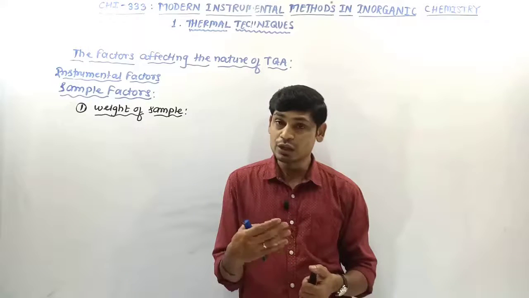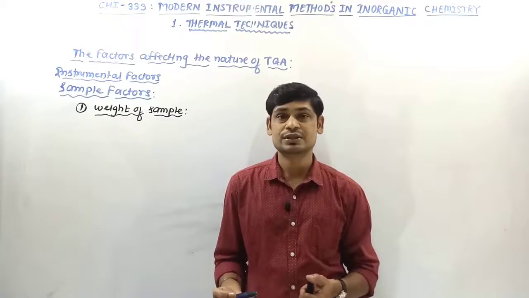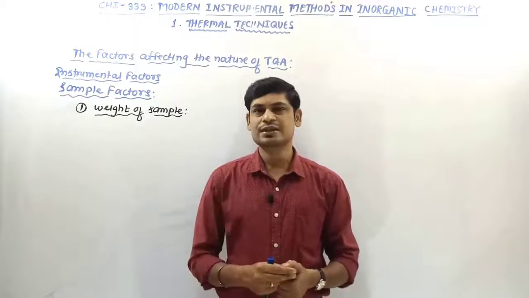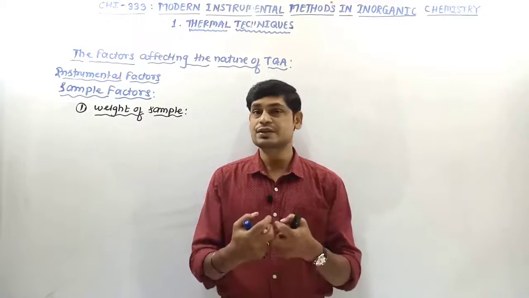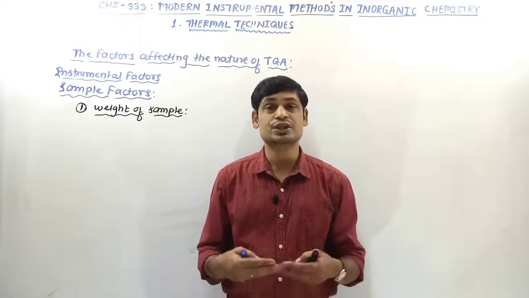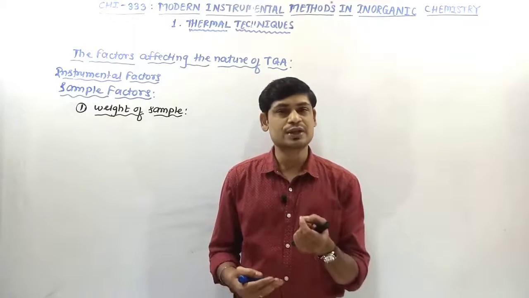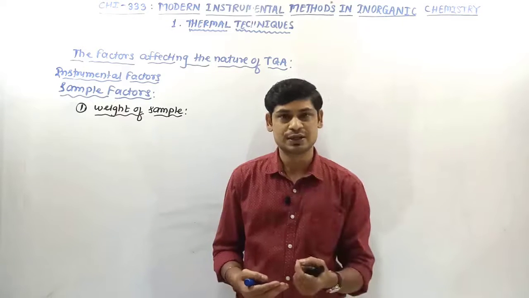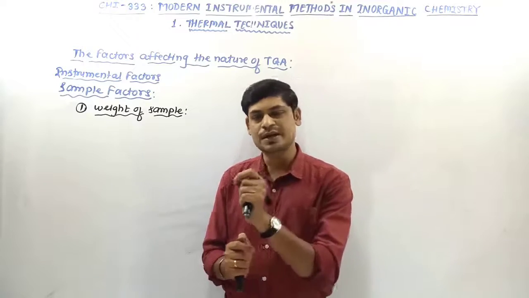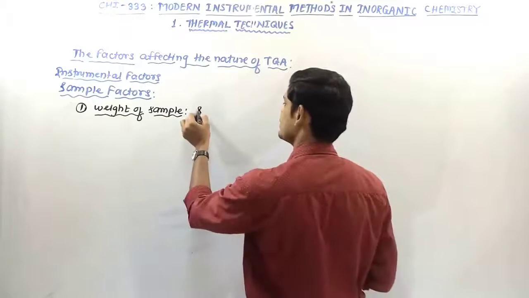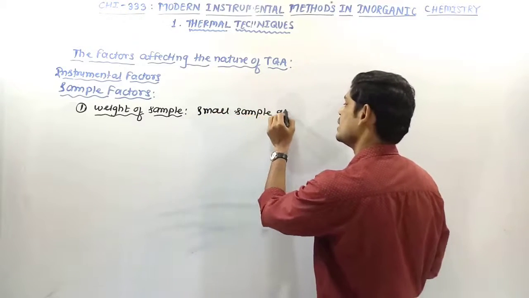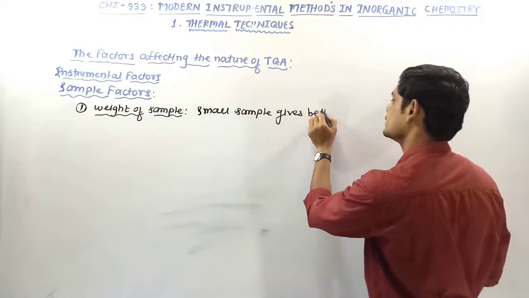For example, occlusion, precipitation, post precipitation, etc. In order to avoid such types of reactions, that is co-precipitation, coagulation, accumulation, the sample weight should be as small as possible. My intention is to tell you that a small sample will give a better result.